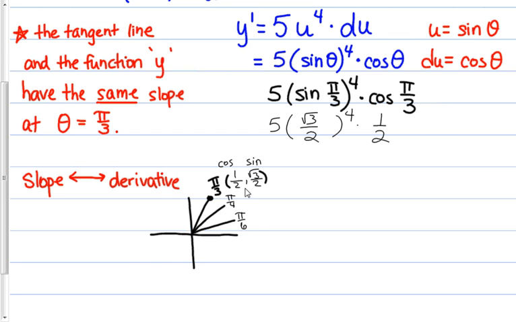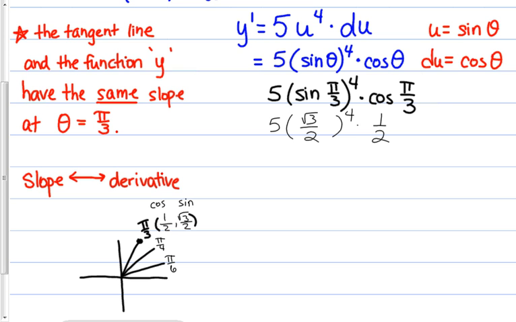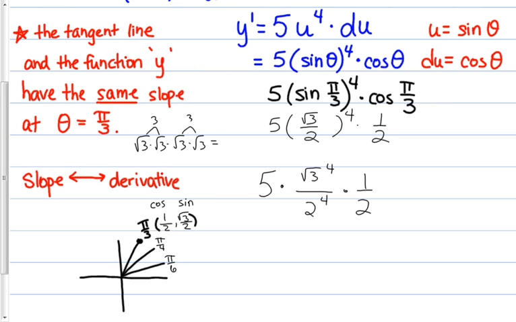All right, so 5 times the square root of 3 to the 4th power, and then over 2 to the 4th power, and times 1/2. So let's see, square root of 3 to the 4th power, right? So that's square root of 3 times the square root of 3 times the square root of 3 times the square root of 3. So these become 3, and these become 3, so 3 times 3 is 9, right?